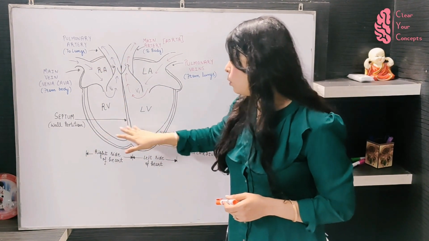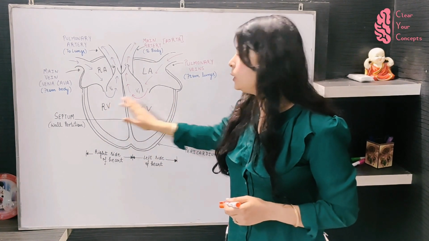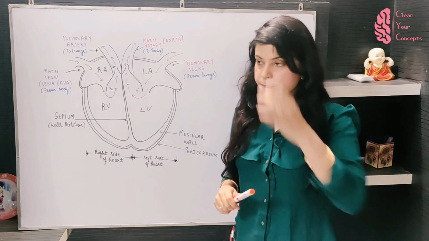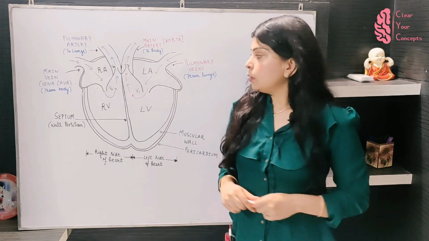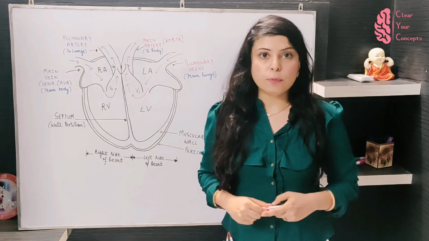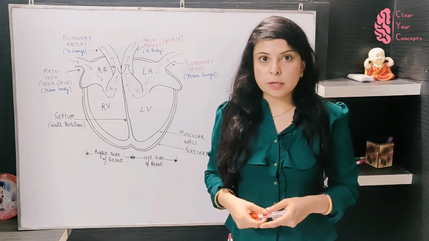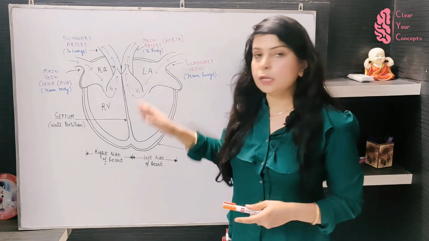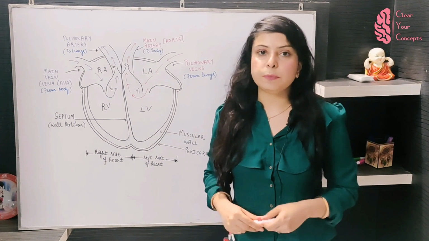Here the septum, or the wall partition, makes sure that these 2 bloods remain completely separated in our body. Why is it so important? As we human beings are warm-blooded, to get constant energy and to maintain our body temperature, these 2 bloods, that is oxygenated and deoxygenated, must remain completely separated in our body.